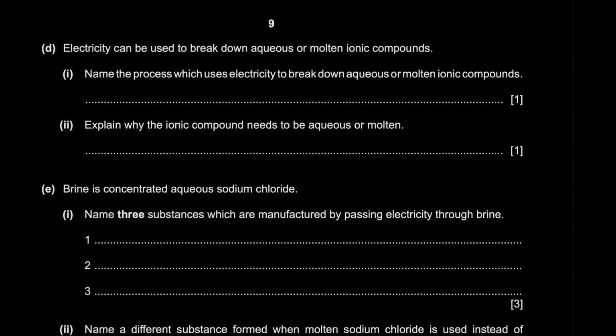Continuing with electrolysis, name the process which uses electricity to break down aqueous or molten ionic compounds. It is called electrolysis. Explain why the ionic compound needs to be aqueous or molten so that they can conduct electricity.